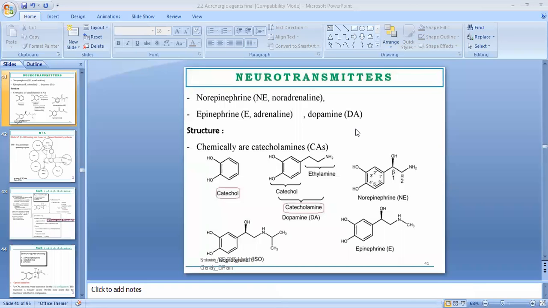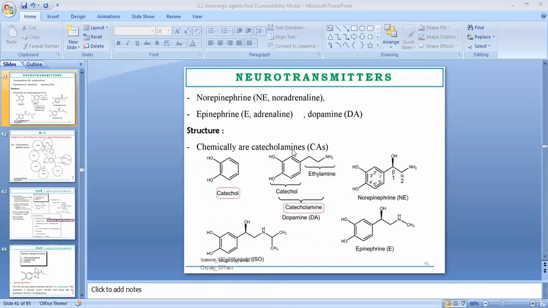So in yesterday's lecture, we classified all the adrenergic receptors. They are classified into the major classes, that is alpha receptors and beta receptors. Alpha and beta are further classified into alpha 1 receptor and alpha 2 receptor. Beta receptor is further classified into beta 1 receptor and beta 2 receptor.